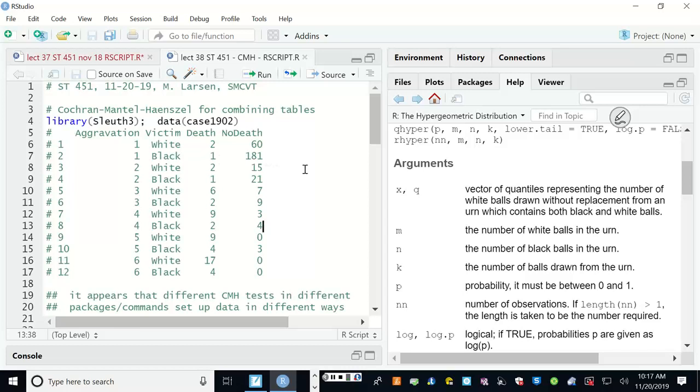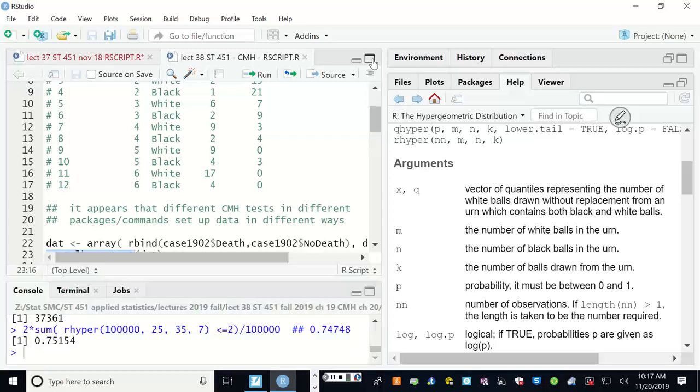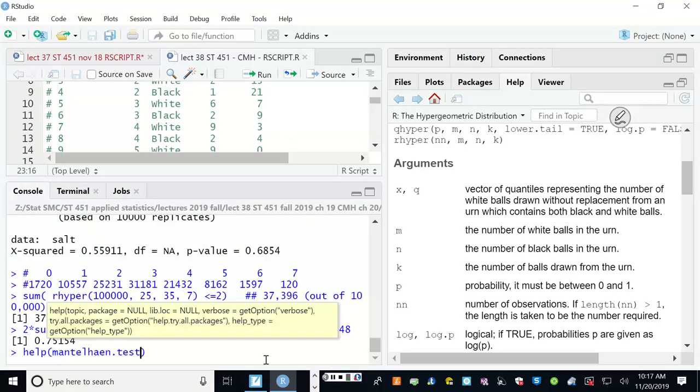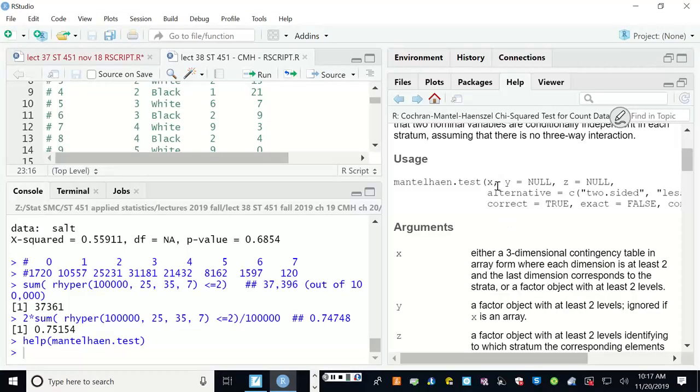There are different packages that do this, but there is a Mantel-Haenszel test built into base R. If you look at the help for the Cochran-Mantel-Haenszel chi-square test, it tests whether the two nominal variables, nominal meaning categorical variables, are conditionally independent in each stratum, assuming there is no three-way interaction. There's no separate association between these probabilities across tables. And so you put X and Y in here.